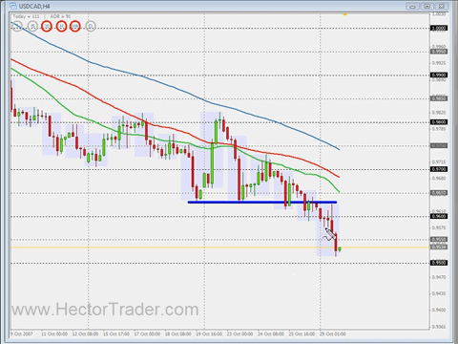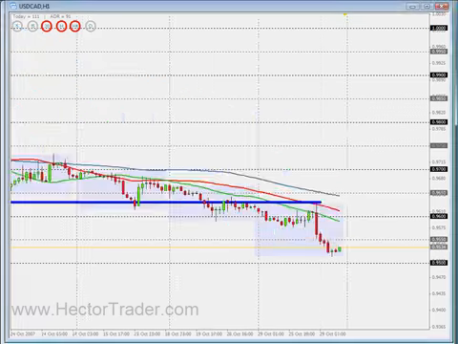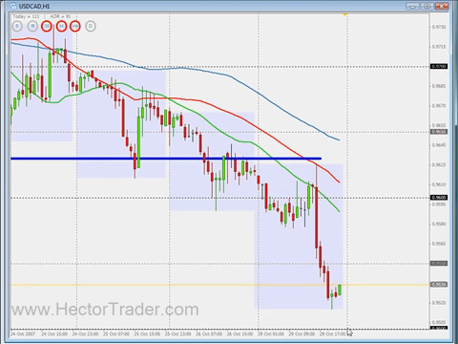Unfortunately, by the time we got the entry right there, it was just way too far from the dynamic area of resistance, the area I like to base my entries off. I couldn't find a reasonable entry, one that didn't involve quite a large risk.